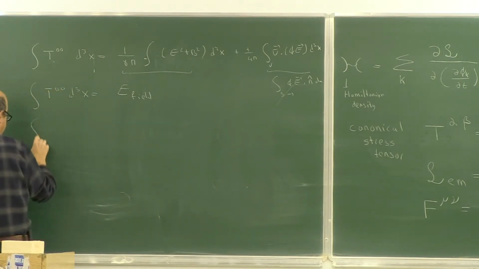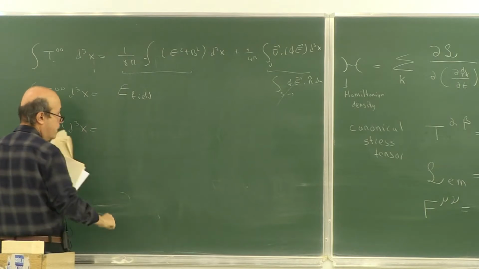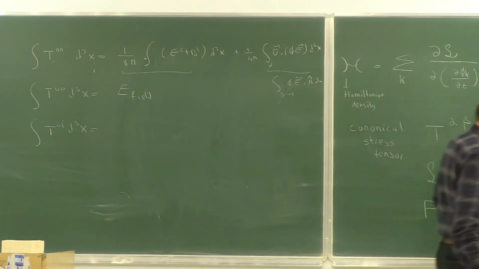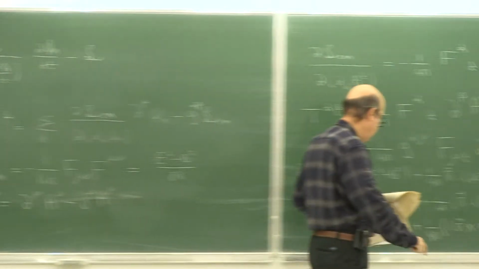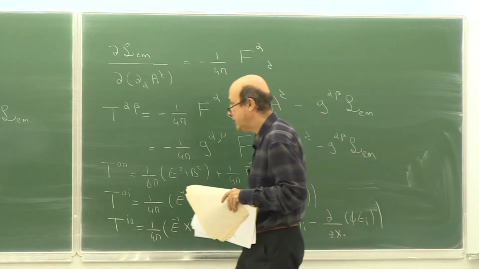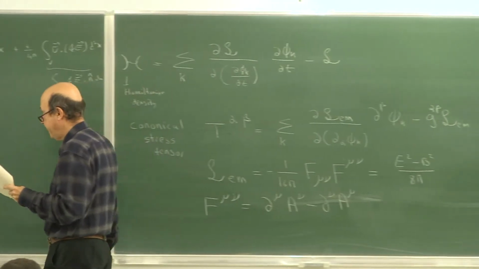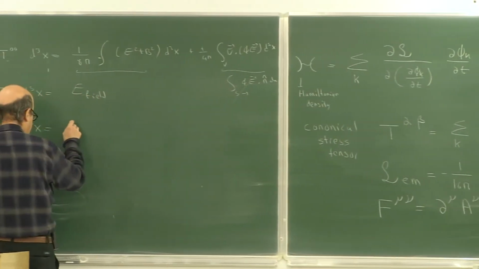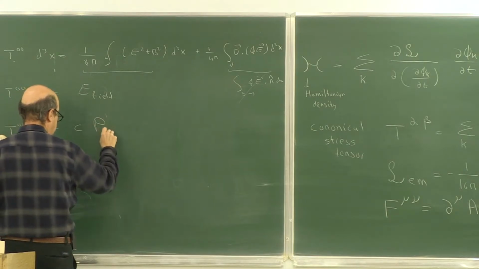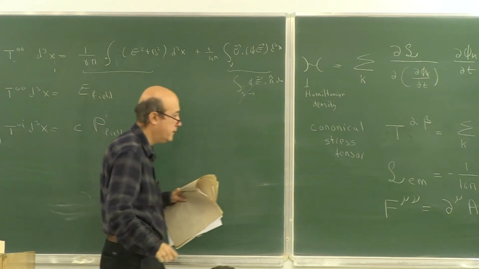0I. So if you integrate the 0I, again you have the total divergence through the volume integral. This doesn't contribute, and this is E cross B, and that is equal to, in Gaussian, c times the momentum of the field.